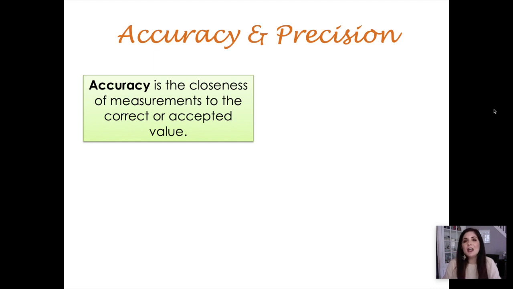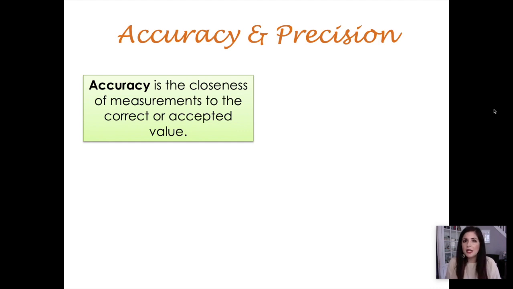If instead you got a density of, let's say, 7.4 grams per milliliter, you would not be accurate because the density that you obtained in your experiment is very different from the one that you were supposed to get, the real value or the accepted value, what you would find in a textbook, let's say. So that's accuracy, it's getting the right answer.